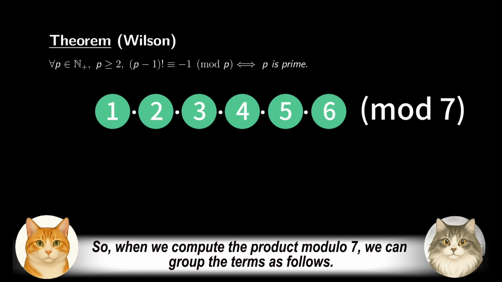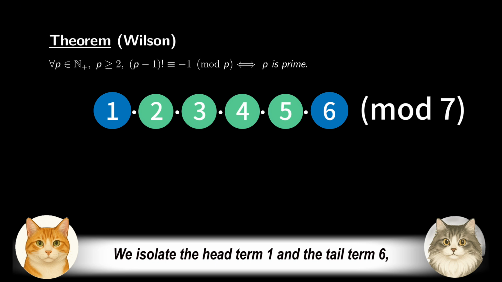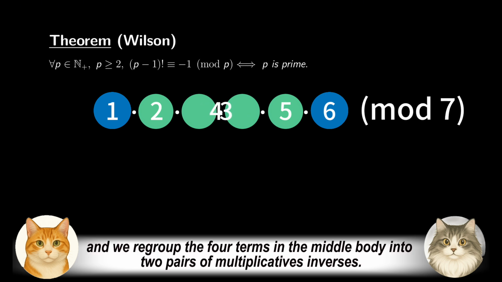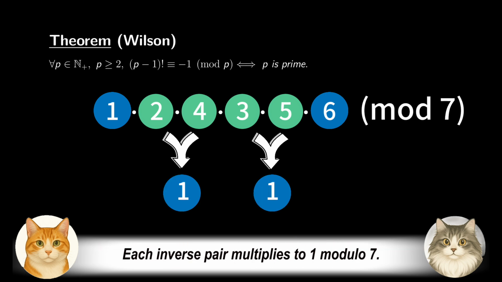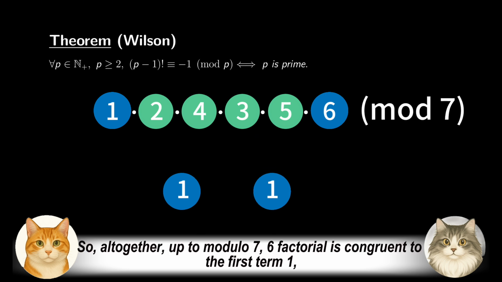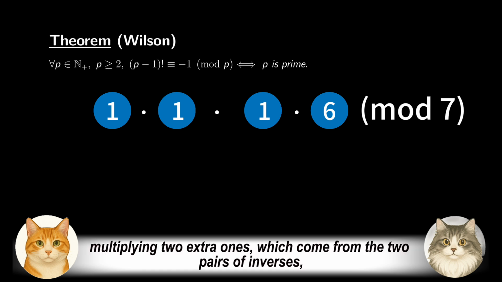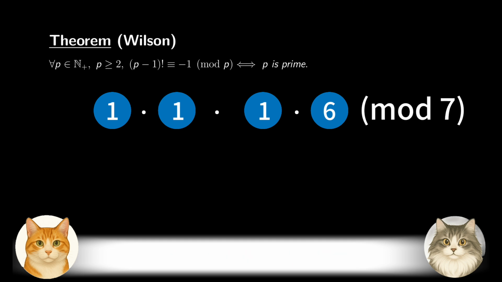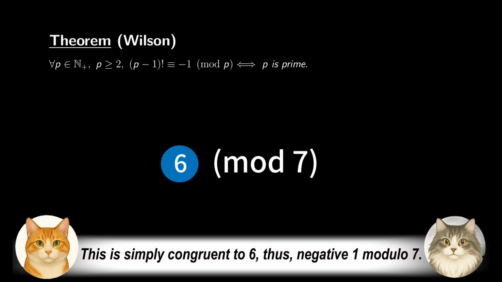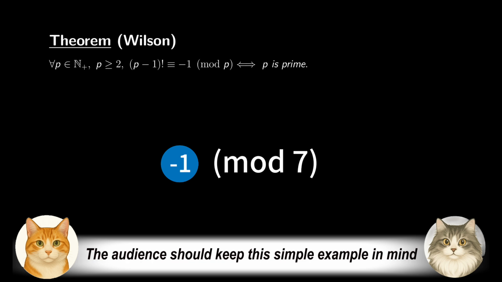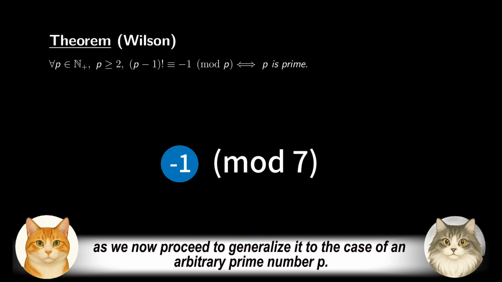So, when we compute the product modulo 7, we can group the terms as follows. We isolate the head term 1 and the tail term 6, and we regroup the 4 terms in the middle body into 2 pairs of multiplicative inverses. Each inverse pair multiplies to 1 modulo 7, so altogether, up to modulo 7, 6 factorial is congruent to the first term 1, multiplying 2 extra ones which come from the 2 pairs of inverses and followed by the last term 6. This is simply congruent to 6, thus -1 modulo 7. The audience should keep this simple example in mind as we now proceed to generalize it to the case of an arbitrary prime number p.